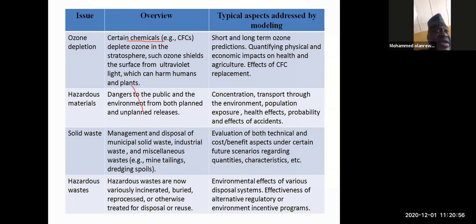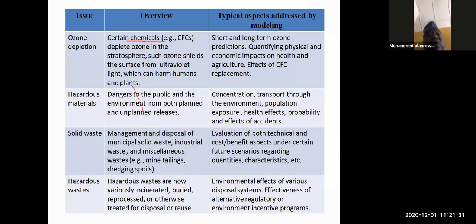Hazardous materials. Yes, the overview of hazardous materials includes dangers to the public and environment from both planned and unplanned releases of the hazardous material. Anybody that wants to talk about modeling, then you can look at the concentration, the transport through the environment, the population exposure, health effects, the probability and the effect of the accident.